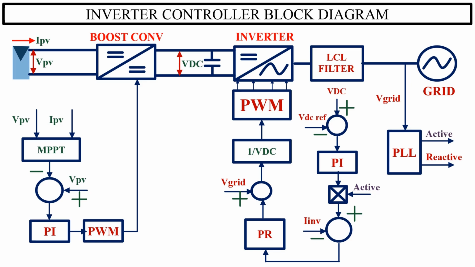This is the complete controller block diagram of a double-stage single-phase grid-connected solar inverter. MPPT controller is implemented in the boost converter. DC bus controller and grid current controller is implemented in the inverter. PR controller is used in the current loop. Now we open the MATLAB and start doing simulation.